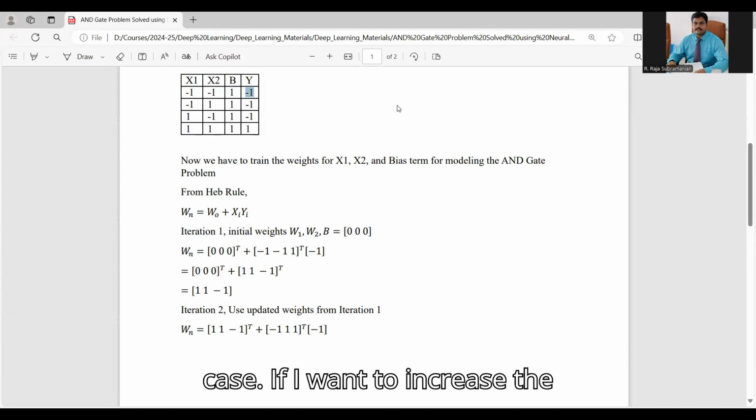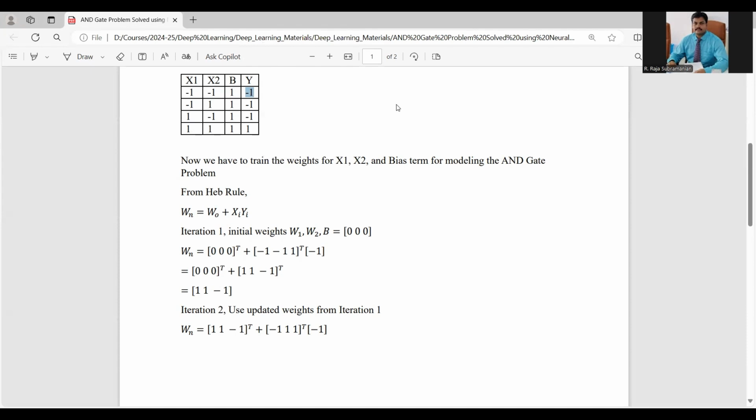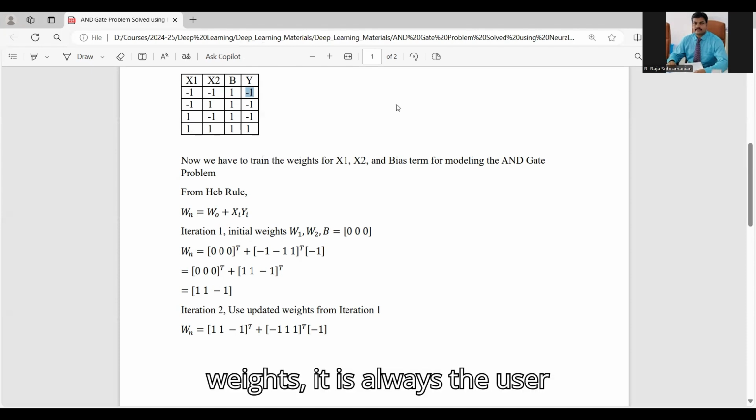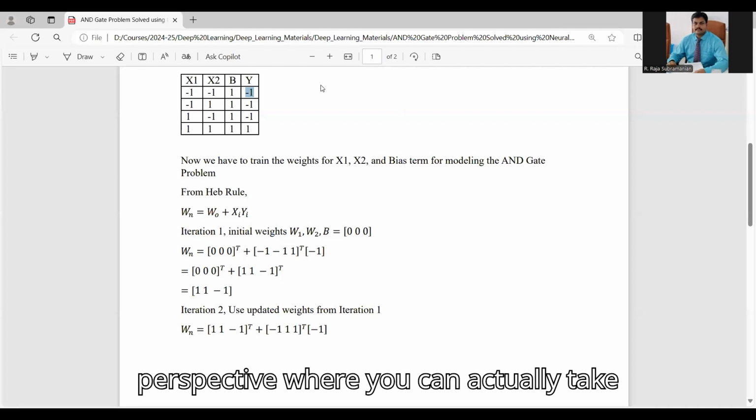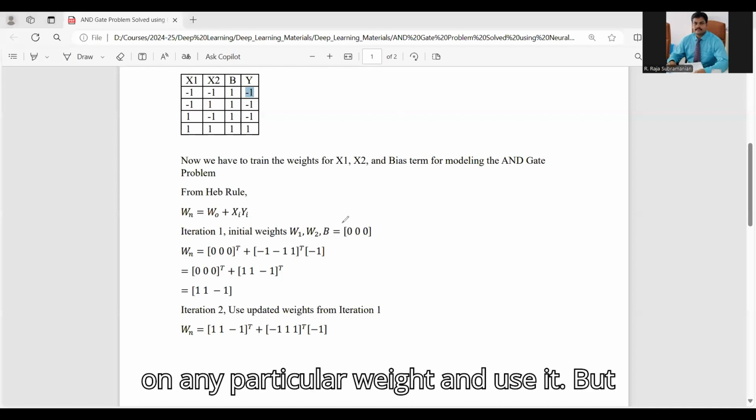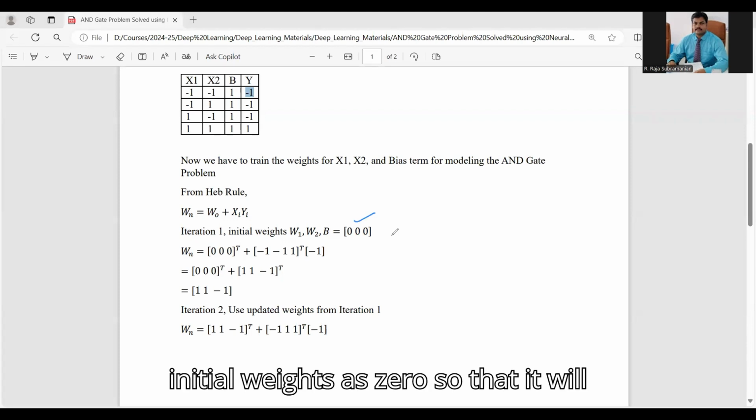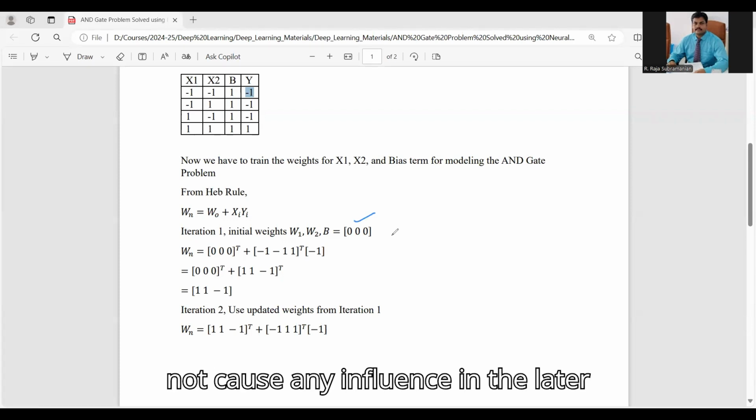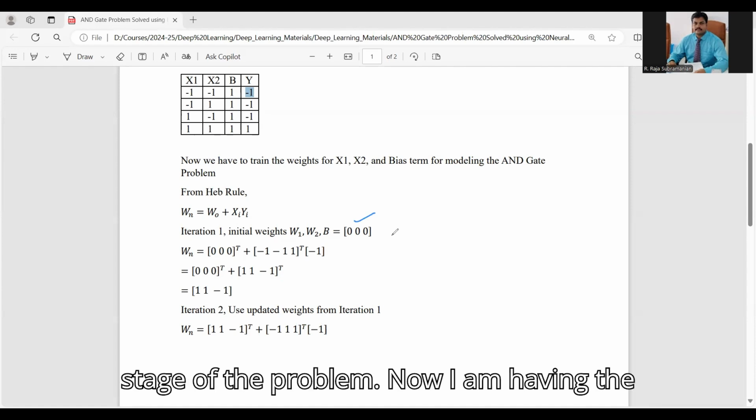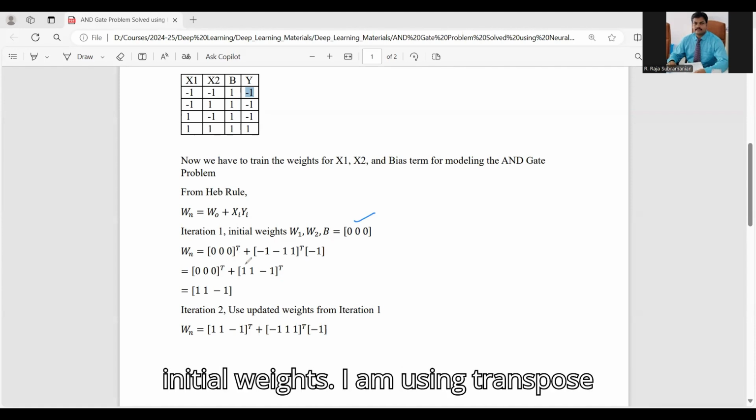Now, if I want to change the weights, it is always the user's perspective, where you can take any particular weight and use it. But it is always recommended that you use initial weights as 0, so that it will not cause any influence in the later stage of the problem. Now I have the initial weights.